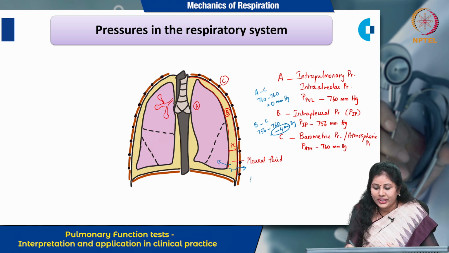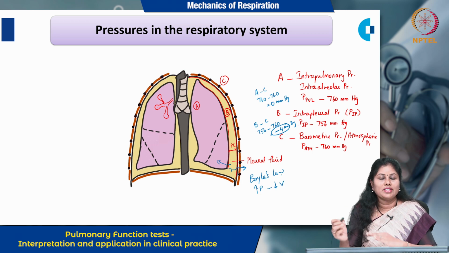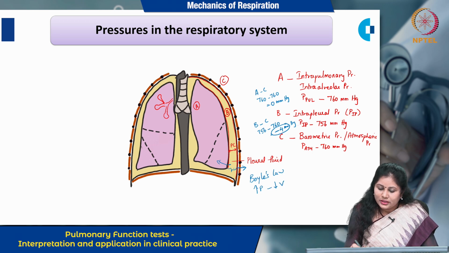Remember Boyle's law? What is Boyle's law stating? When the pressure increases, the volume decreases, and vice versa. So this decreases the pressure, and that is how it becomes negative here. Got it? So this is the intrapleural pressure.